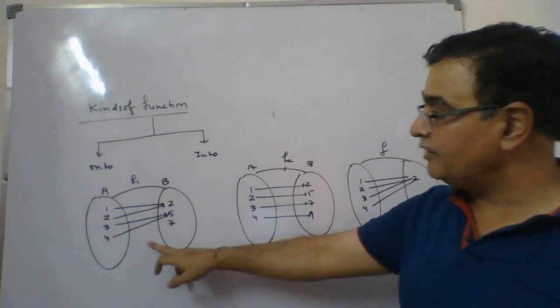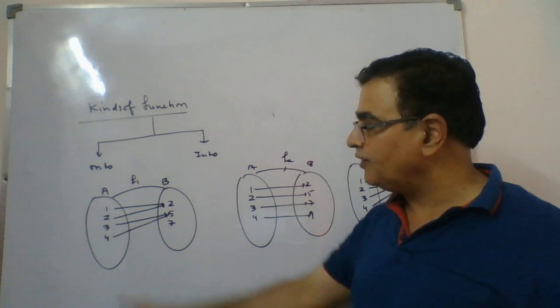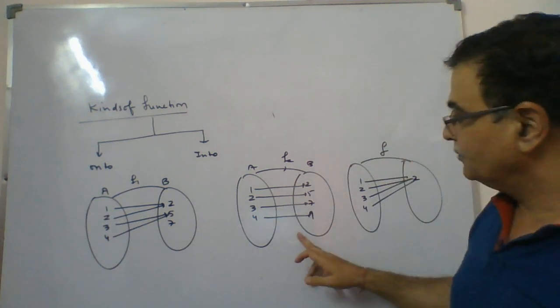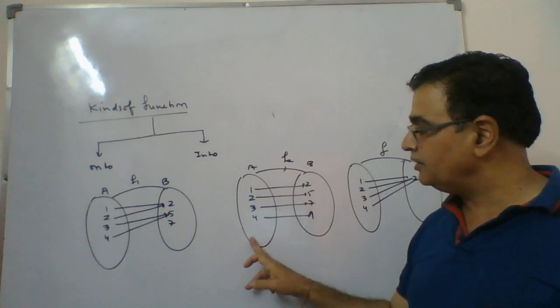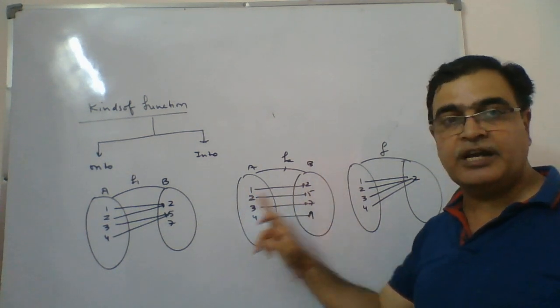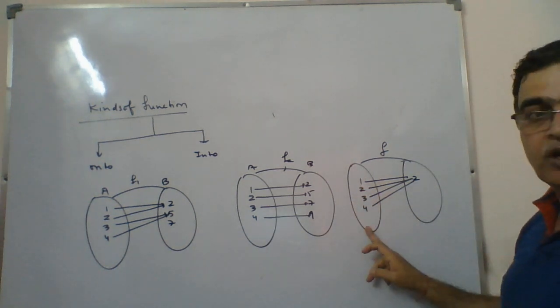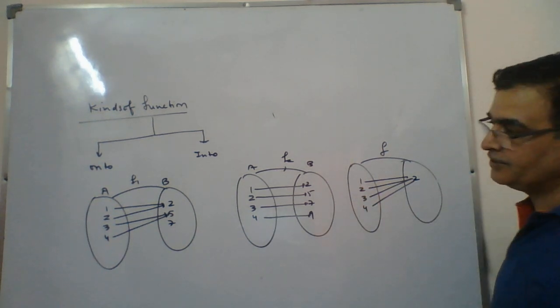First check whether this is a function or not. We'll say yes, it is a function because each and every element has an image and that image is unique. This is again one function. This is a function again because each and every element has an image this side and that will be unique. Here also we will find all the elements are having a unique image this side.